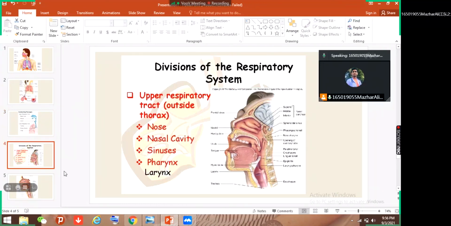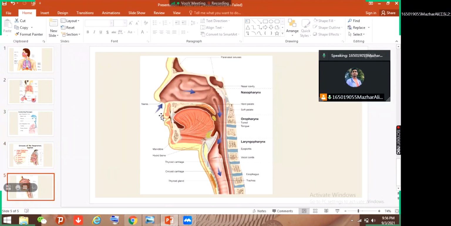Now this is how the air enters through the nares, then the nasopharynx, oropharynx, and this is the laryngopharynx. Okay. This is the normal anatomy.